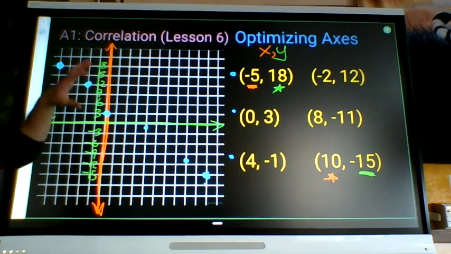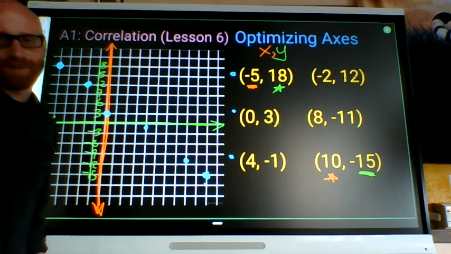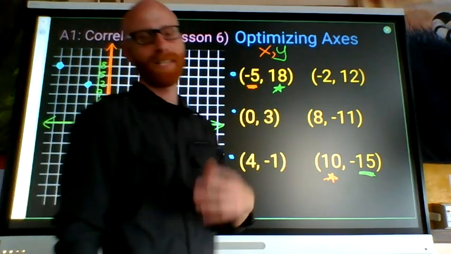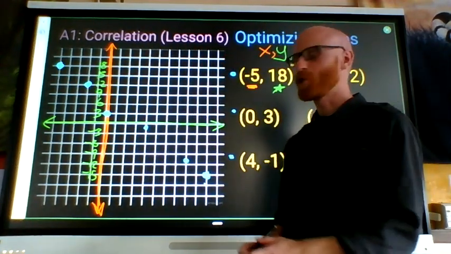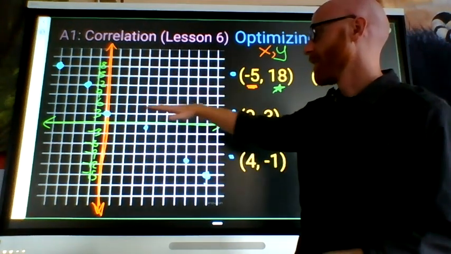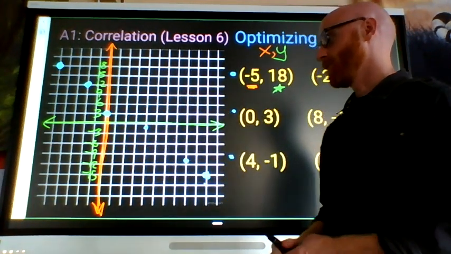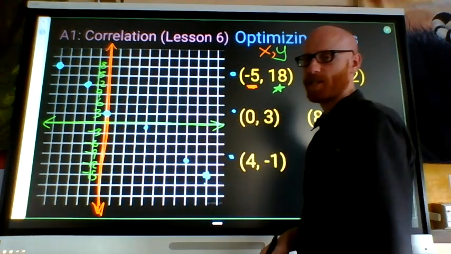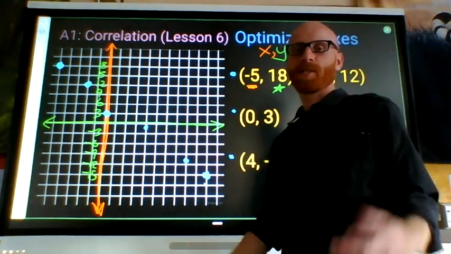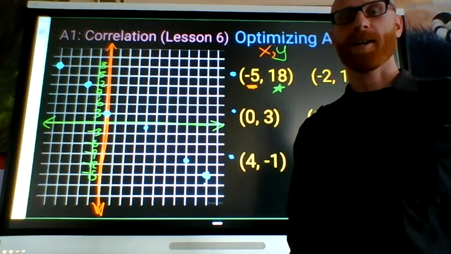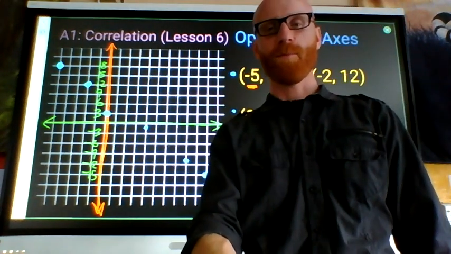It's the first thing you need to be able to do with this topic. If I give you a list of points or a table of x and y values, you need to be able to arrange your x and your y axis. You need to be able to decide, am I going to count by ones or am I going to count by more than one so that I can fit all of my information.